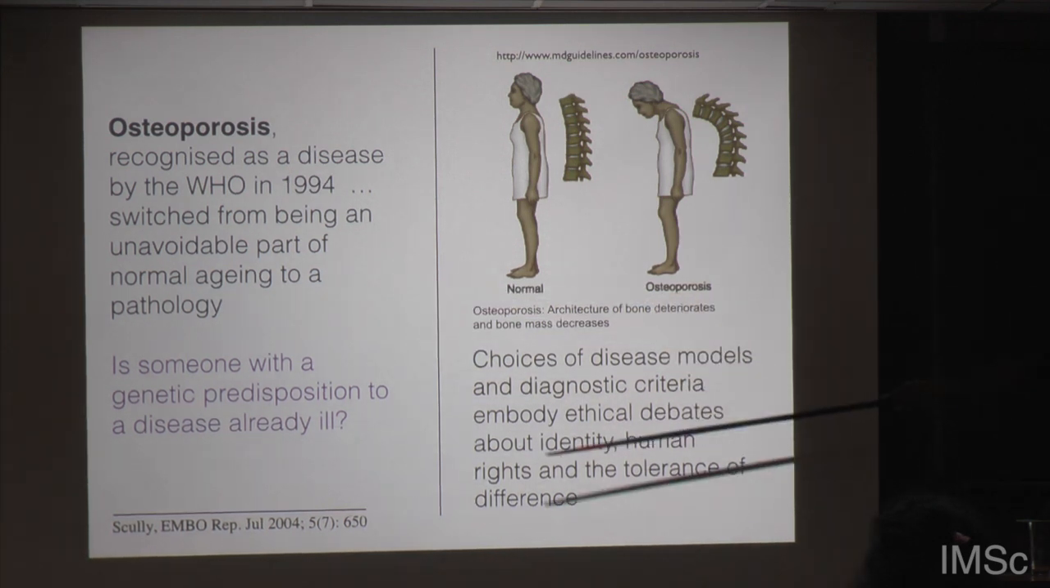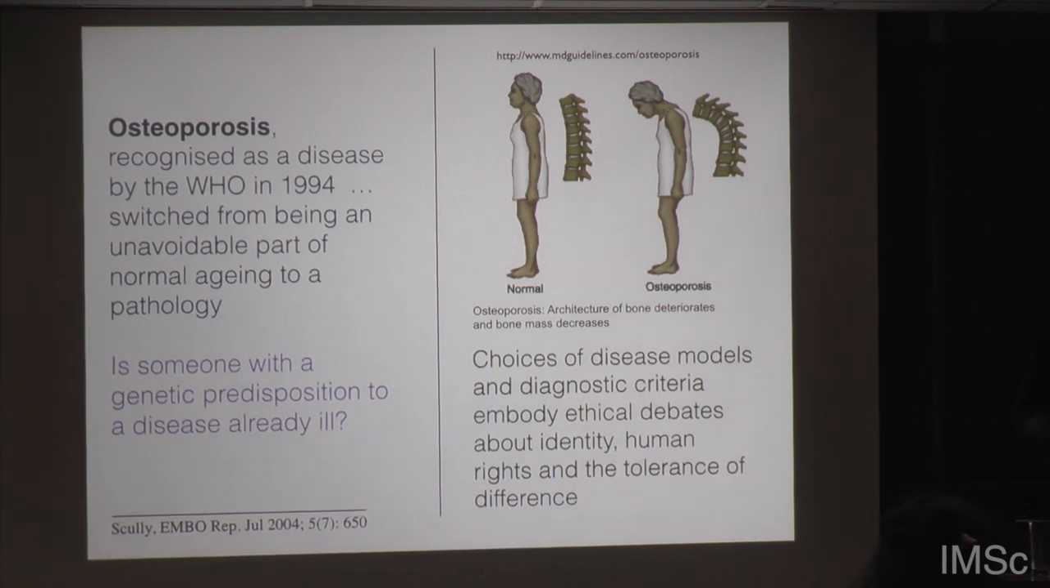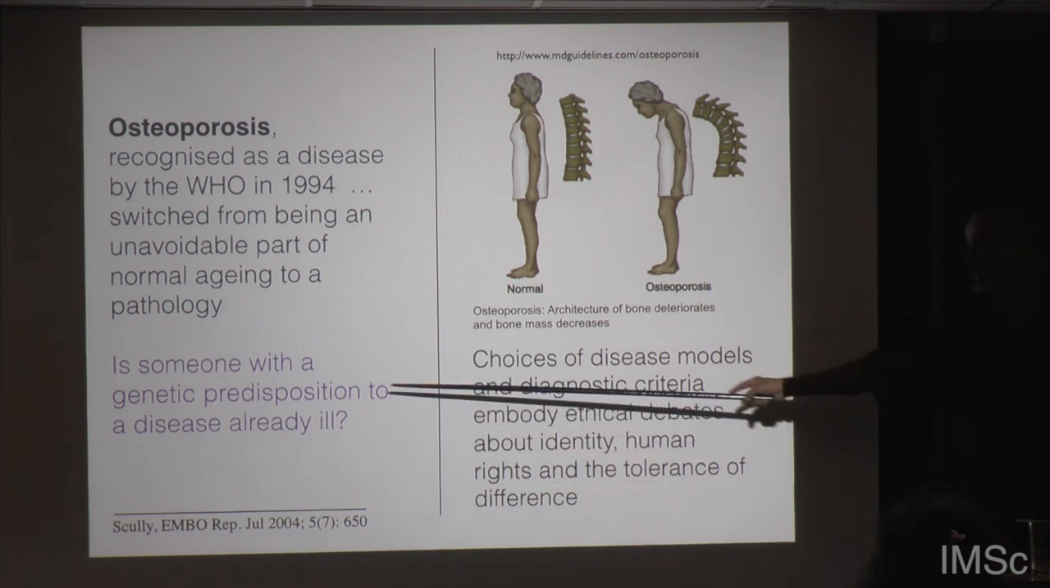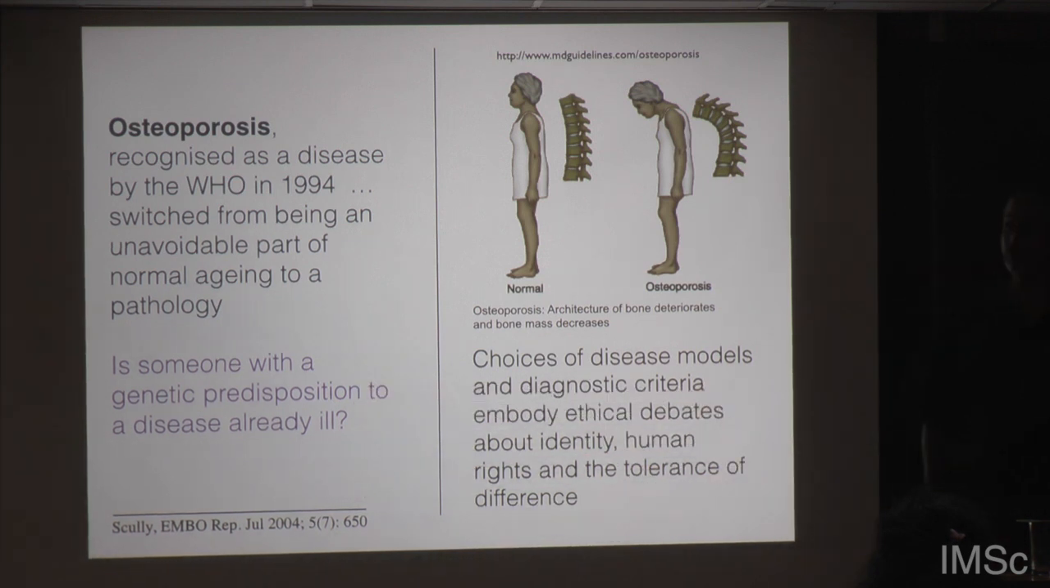You can ask the following deeper question. Suppose someone has a genetic predisposition to a disease. For example, suppose you carry a mutated version of a gene that makes it more likely that you will have breast cancer in later years. Is someone with such a predisposition already ill? Do you count them as being already ill? Or do you not do that?